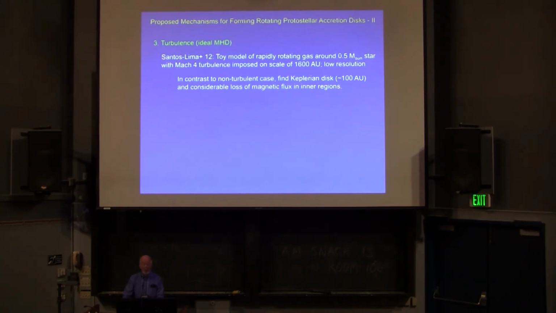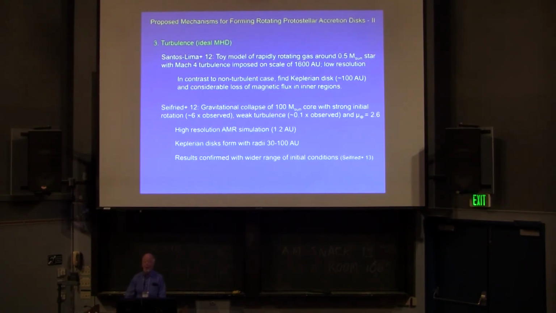First, Santos-Lima and company made a toy model. I refer to that as a toy model because by the standards of people in this room, the simulation was kind of crummy. But nonetheless, it was good to demonstrate the principle. And they had a rotating gas around a half solar mass star, and they imposed Mach 4 turbulence on a scale of 1600 AU, which is much, much greater than is actually observed. But in contrast to the non-turbulent case, they found a perfectly good Keplerian disk, and they got considerable loss of magnetic flux in the inner regions.